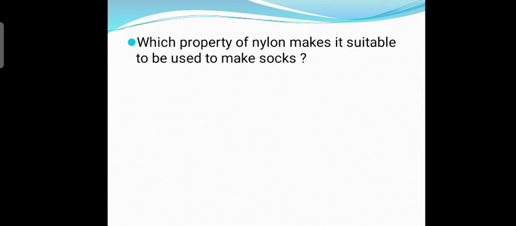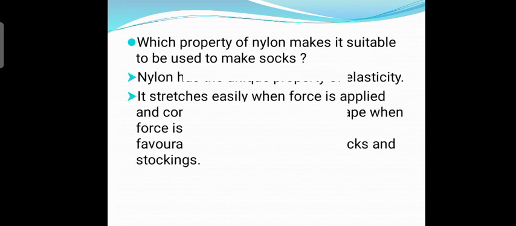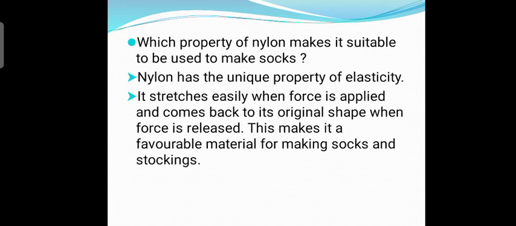Which property of nylon makes it suitable to be used to make socks? So one of the properties we discussed, and that is elasticity. The nylon has the unique property of elasticity. It stretches easily when force is applied and comes back to its original shape when force is released. And this makes it a favorable material for making socks and stockings.